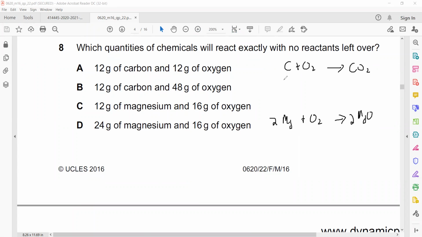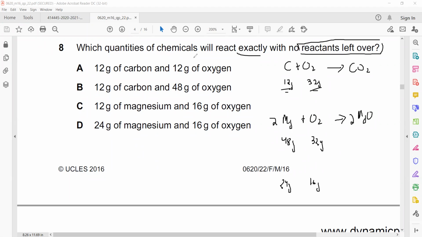Now, according to this equation, the mass of carbon is 12 and oxygen is 16 multiplied by 2, that is equal to 32. So for a complete reaction, 12 grams of carbon requires 32 grams of oxygen. But what about magnesium and oxygen? Magnesium is 24 multiplied by 2, that is 48. So if you have 48 grams, how much oxygen is needed? 16 multiplied by 2, that is 32. So for complete reaction, 48 requires 32. Or if I simplify by dividing by 2, 24 grams requires 16 grams. So the question is, which quantities of the chemical will react exactly with no reactant left over?